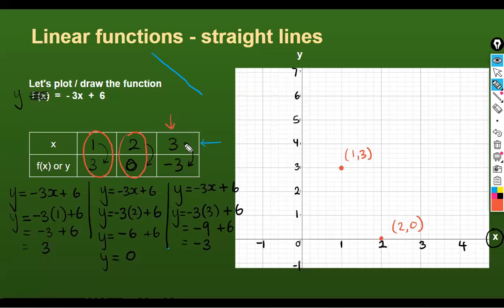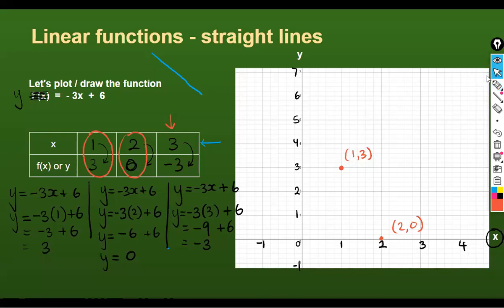But can the next point fit on what the examiner has given us? Can the last point fit? The answer is no. Look at this. This point is (3, -3). So I go 3 on the x-axis, and then I have to go down to -3. But my y-axis only goes to -1. So it cannot fit.